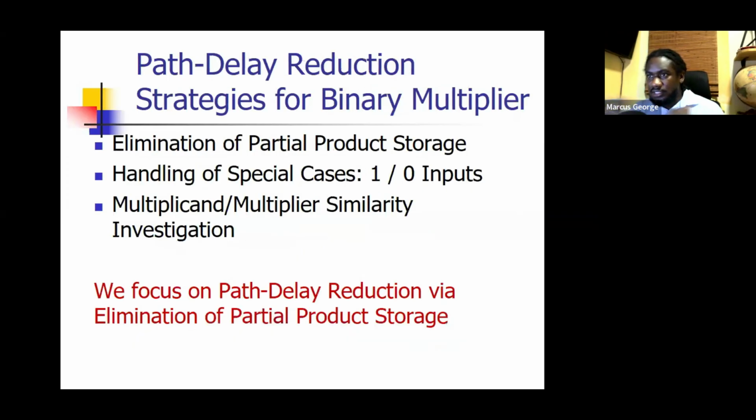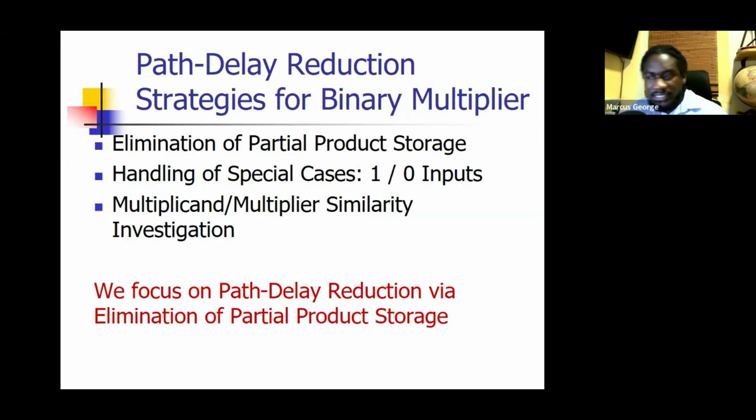The first is what we're going to focus on in this lecture, mainly the elimination of the partial product storage operation. It is taking a lot of that path delay to actually store the partial products, then retrieve them, and then sum them up. So if we get rid of that storage component, we can reduce the path delay.